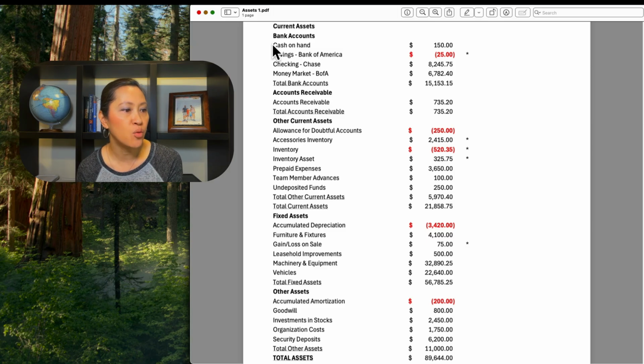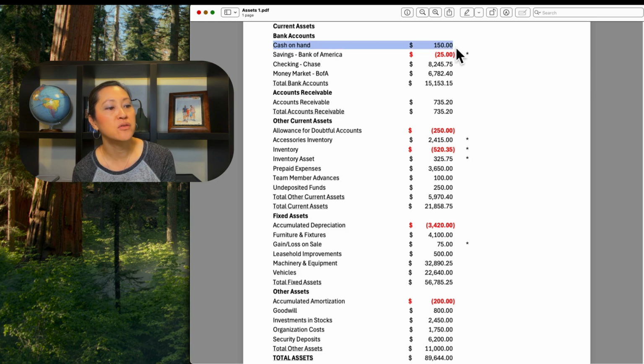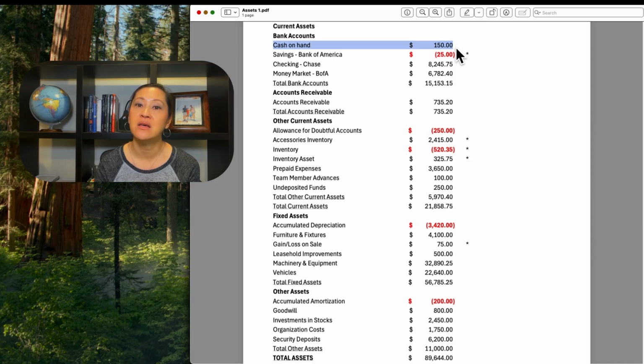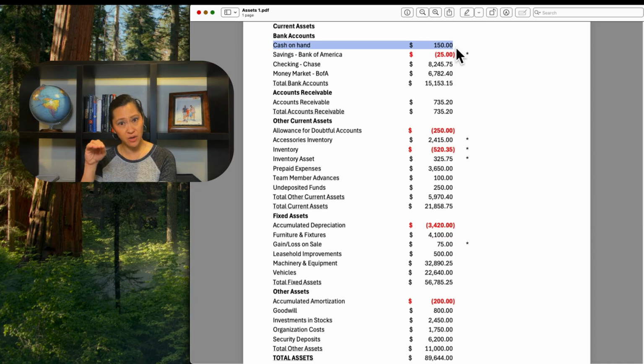The very first thing you want to review is cash. Look at the cash on hand and compare it with your client's records. For example, if you see $150 in cash on hand, take a moment to double check with the owner. Do they actually have this money sitting around in their desk drawer? If there's no cash left at the end of the month, that's fine. But what you should never see is a negative cash balance.